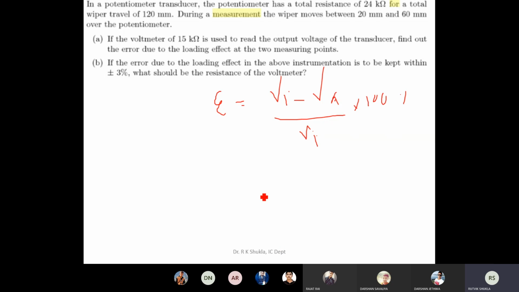Ideal voltage means whenever you connect a voltmeter which has an infinite internal resistance. It means in normal circumstances, how much VI you will get, that is your ideal. And VA is the actual voltage when you connect a voltmeter which has an internal resistance of 15 kilo ohm, and then you have to find out the actual voltage. This is what we are interested in. So what they have given is, this is your RP.